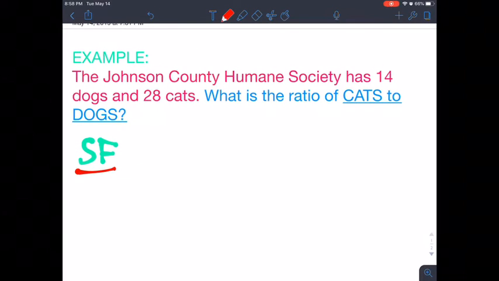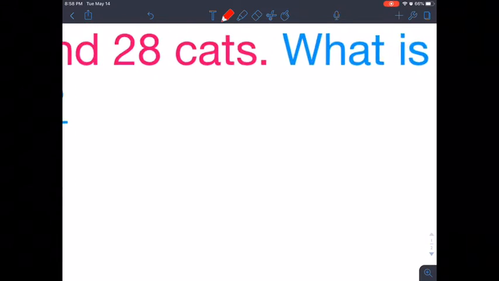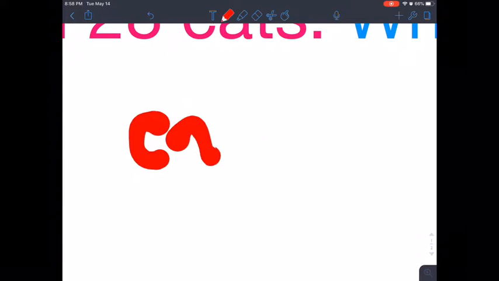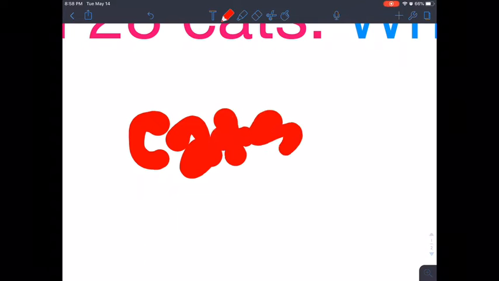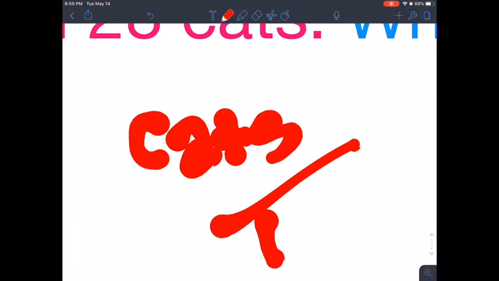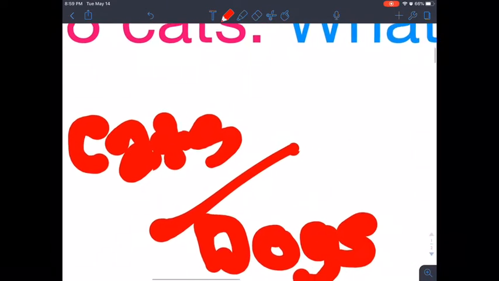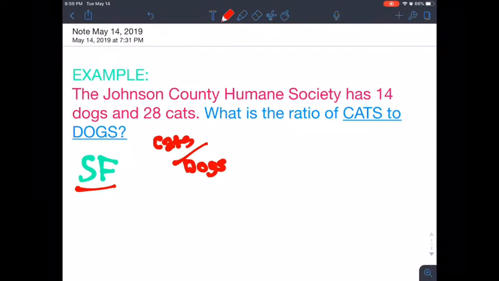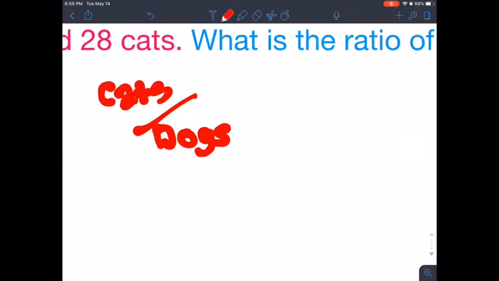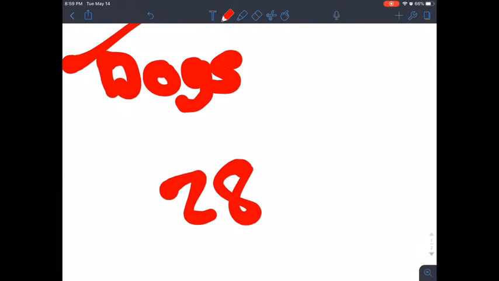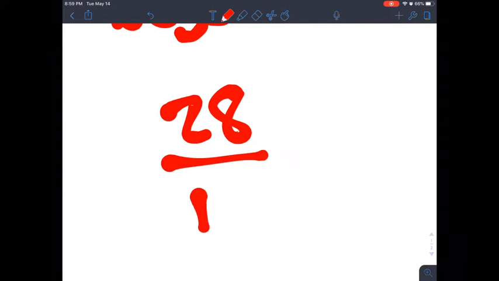In this ratio, it is cats to dogs. So you would do the number of cats over the number of dogs. So it would be cats over dogs. So the ratio would end up being the number of cats, which is 28, over the number of dogs, which is 14.